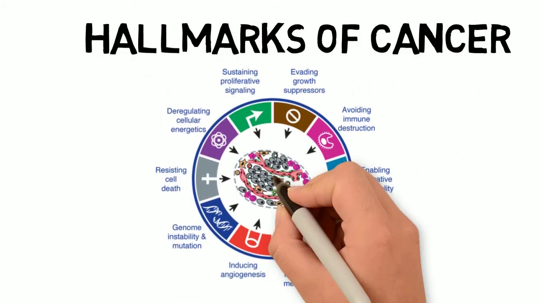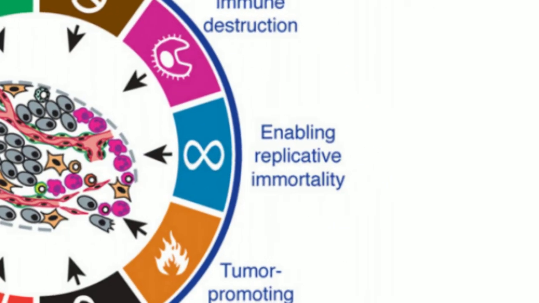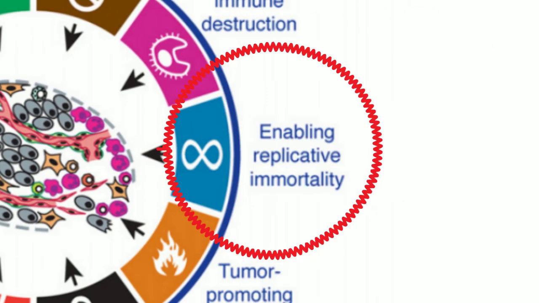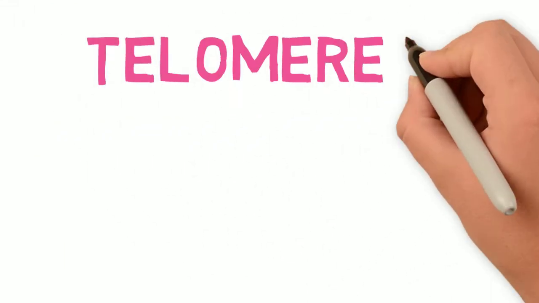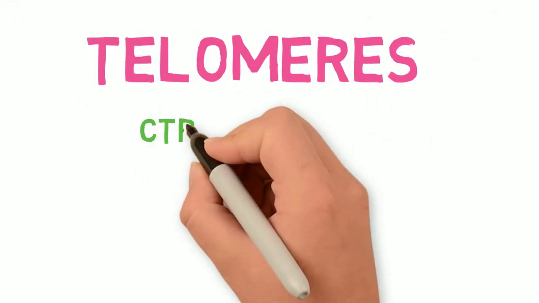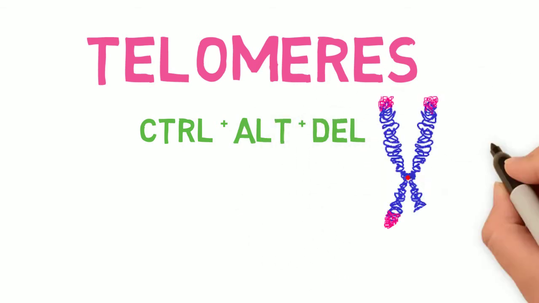Class of cancer-described traits that govern the transformation of normal cells to cancer cells. One of these hallmarks is enabling replicative immortality, of which telomeres play an important role. So what are telomeres, what do they do, and how are they involved in replicative immortality?